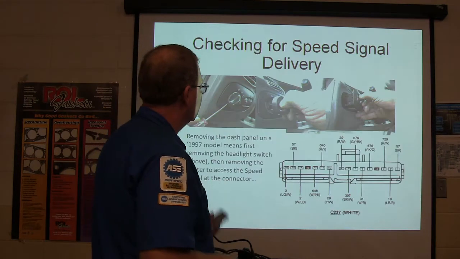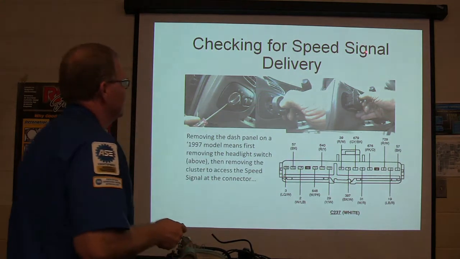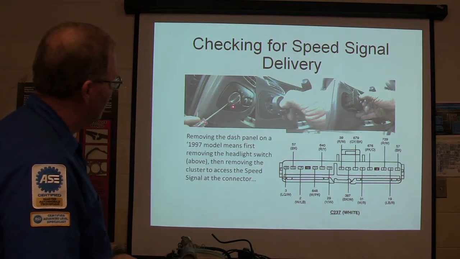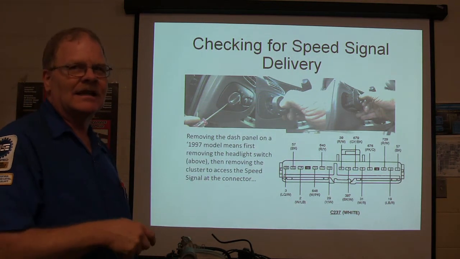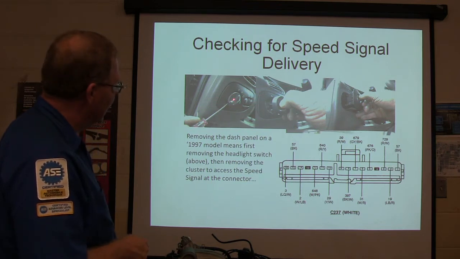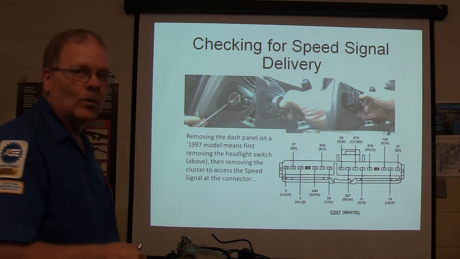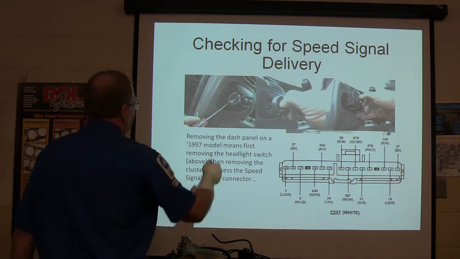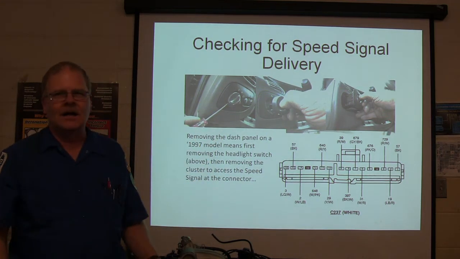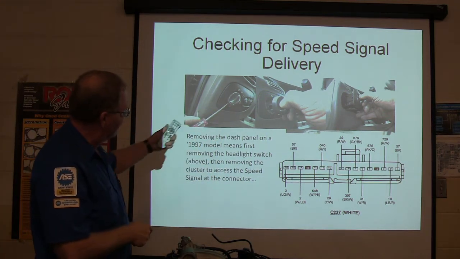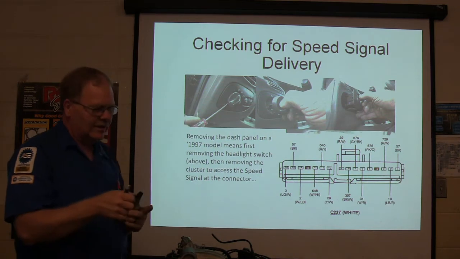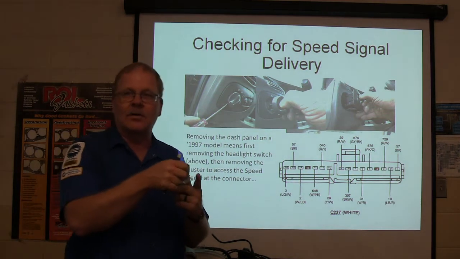Of course, there's your heated oxygen sensors and all that. Now, we're going to check for speed signal delivery. What we do on one of these '97 F-150s with that body style is turn the lights on and pull that knob out one click. Click. And we put a screwdriver in that little slot in the back, unlatch the knob, and pull it all the way out.